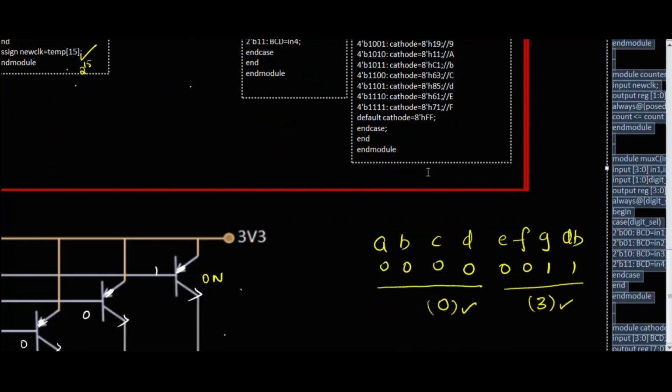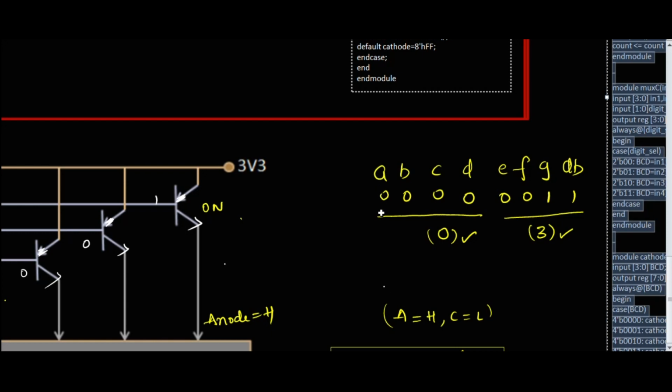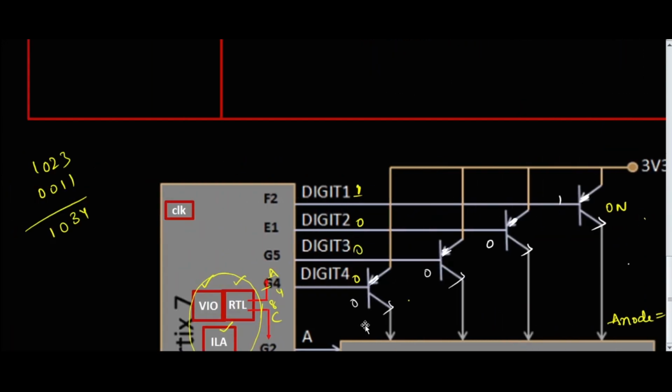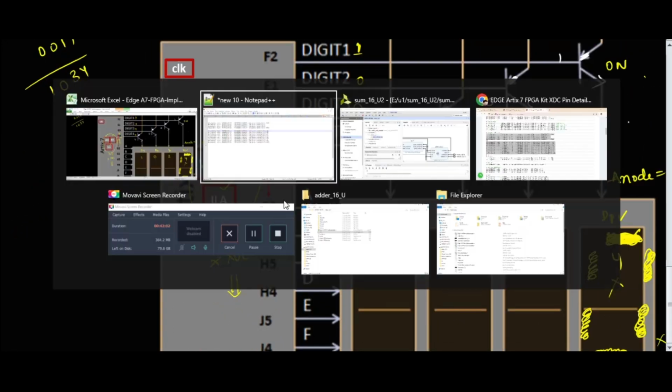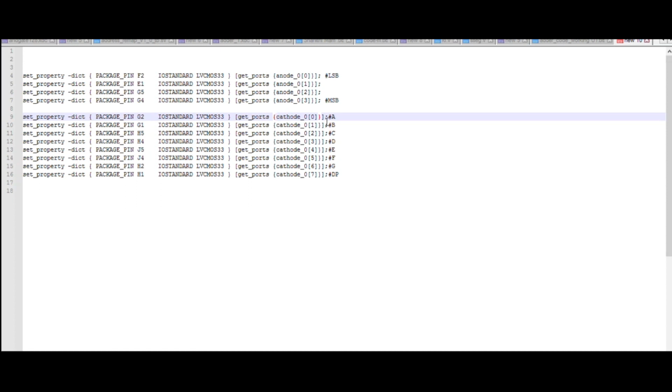So we wrote the code like that. A is considered as the MSB. A is located at G2, which is considered as the MSB. That's why it is not at cathode of 0. I have to give the cathode of the 7th port to be at A. So 6, 5, 4, 3, 2, 1 and 0. Yes.